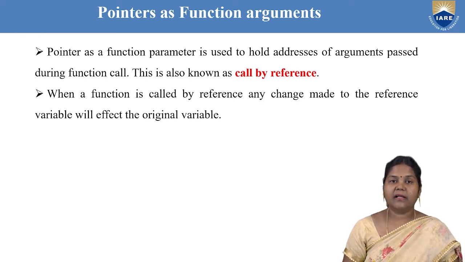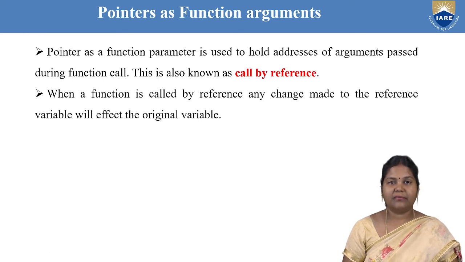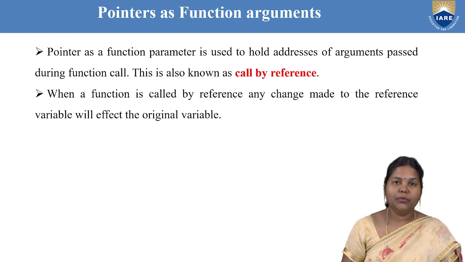So there are two types of parameter passing mechanisms we use in functions. One is called pass by value or call by value, and the other is call by reference. So call by reference is a pointer mechanism where we are passing the address of the arguments instead of the values. So any change made to those arguments will affect the original arguments.